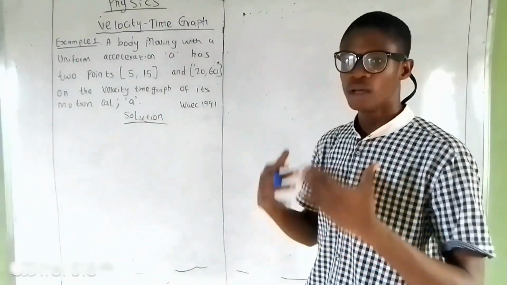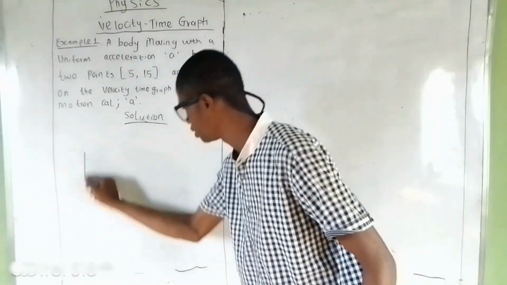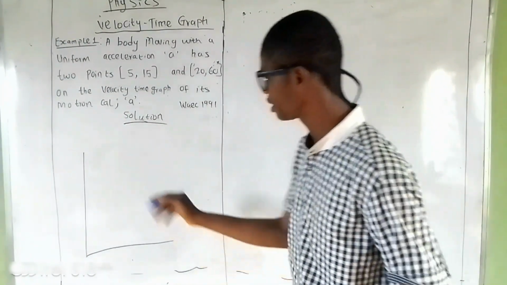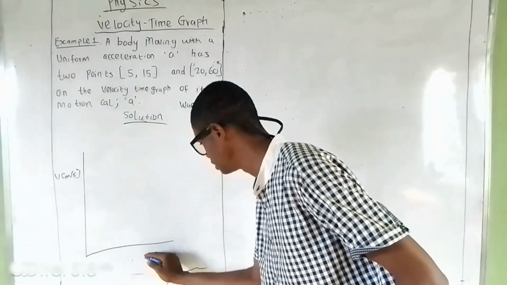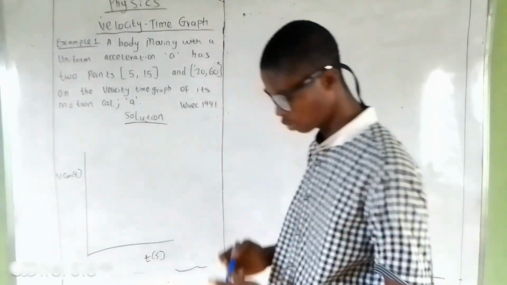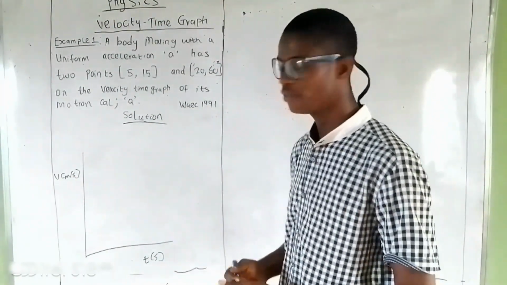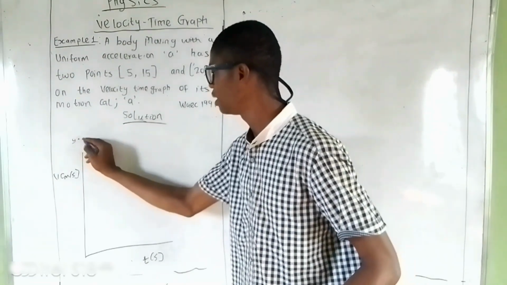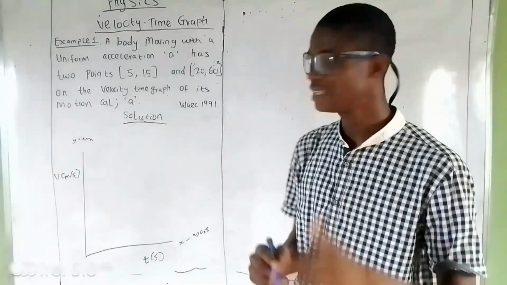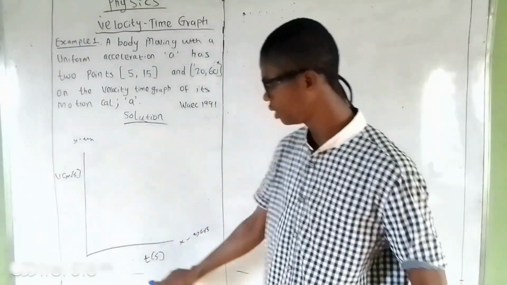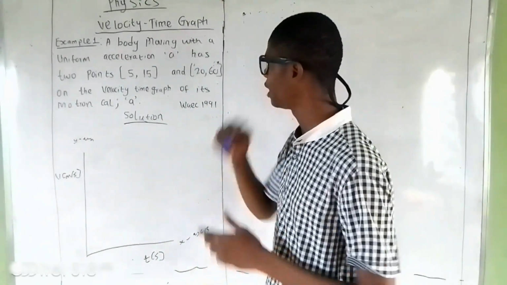With the idea that we learned in our previous explanation, we will be drawing a free-hand sketch graph, and here is our velocity and here is our time, because it's a velocity time graph. But from mathematics, whenever we draw a graph, here used to be our y-axis and here is our x-axis. But take note, in physics, we don't write y-axis and x-axis, we just maintain velocity and time.